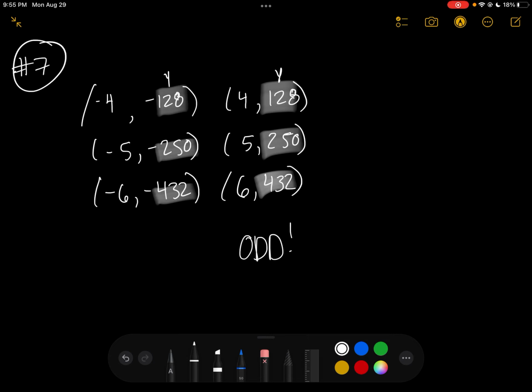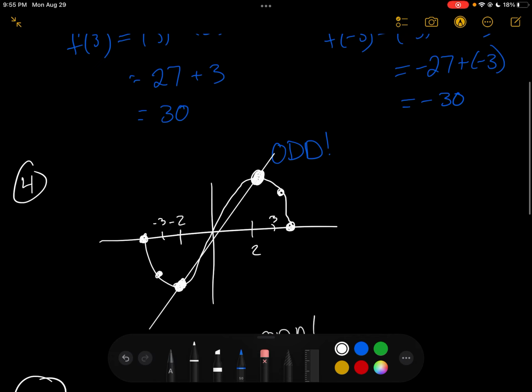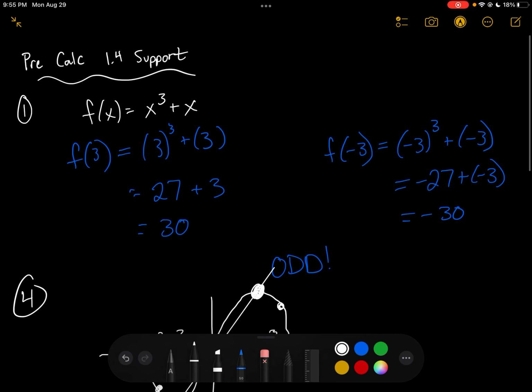All right, you can probably guess that the other answers are going to be different than odd every single time, but here is an example of how you do it for a chart, how you do it for a graph, and how you do it algebraically.